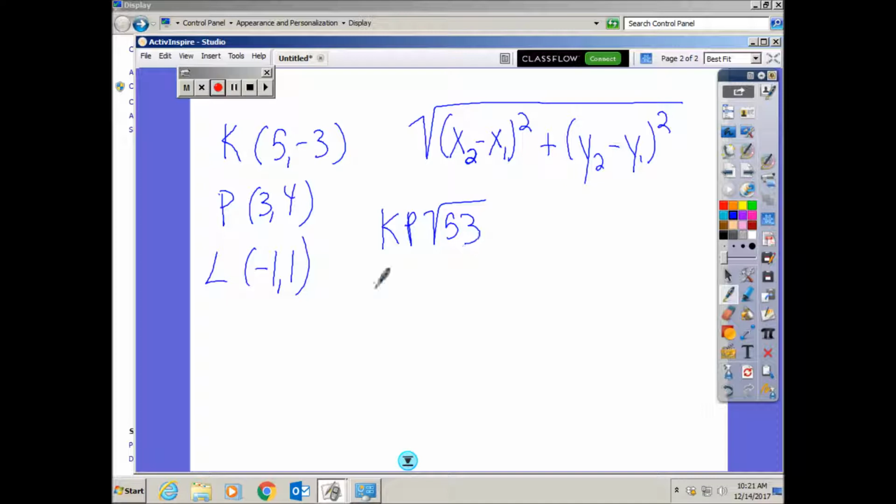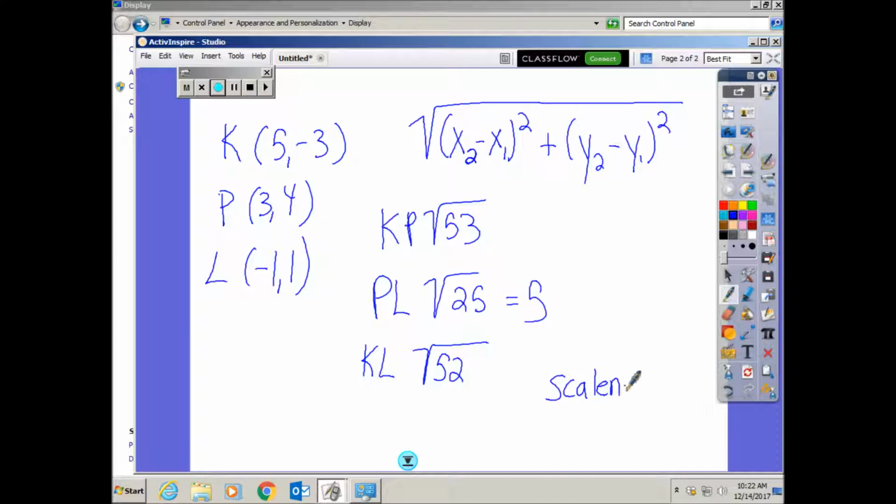PL was radical 25, which is 5. And the last one, KL, was, what was it, like radical 52 or radical 54? 52. I think they were really close. And they were really close in the hopes that you guys might then be like, wait, they're close. Let me go back and check. Get a little even more practice.